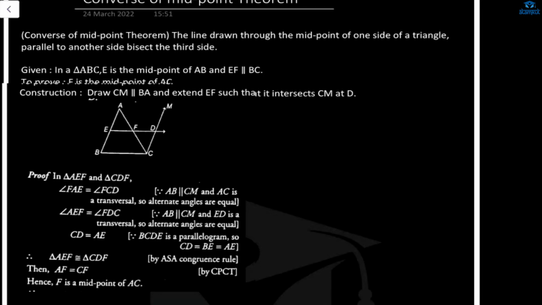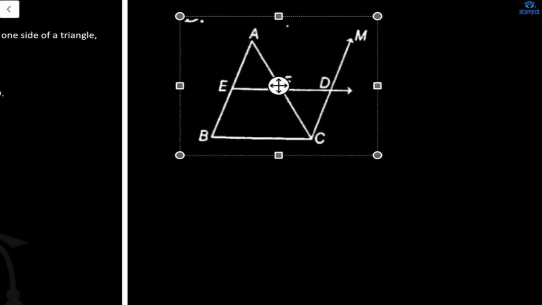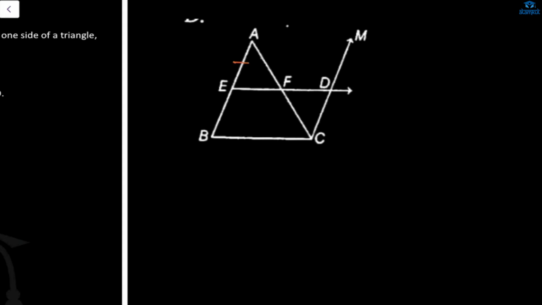Now this time it is only given that AE is equal to EB. Let me copy. What is given here? That AE is equal to EB and EF is parallel to BC. We have to prove that F is the midpoint of AC. This time also we'll go with the same steps.